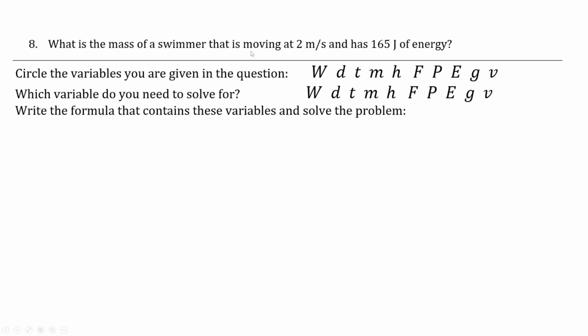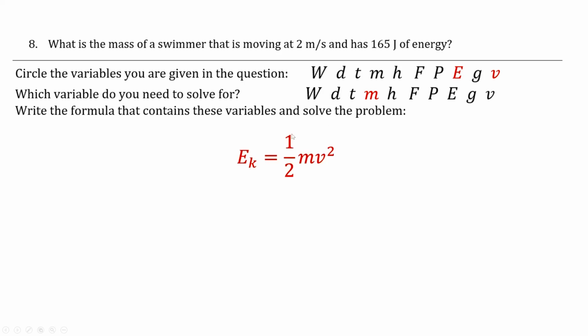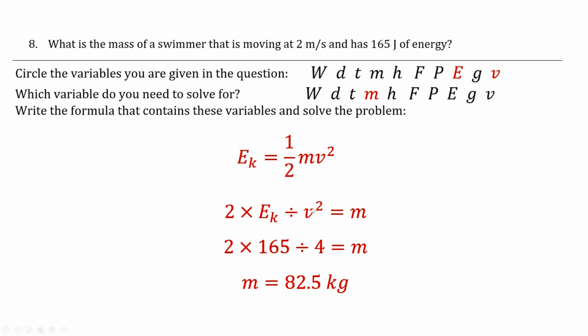Question 8. What is the mass of a swimmer that is moving at 2 meters per second and has 165 joules of energy? We have energy, we have velocity, we need to work out the mass. So it's moving, so we're going to use the kinetic energy equation, and then we're going to substitute values in to work out what m equals. With the half, we multiply both sides by 2, and then we divide both sides by v squared, which gets m on its own. Then we put the numbers in and we come out with 82.5 kilograms.